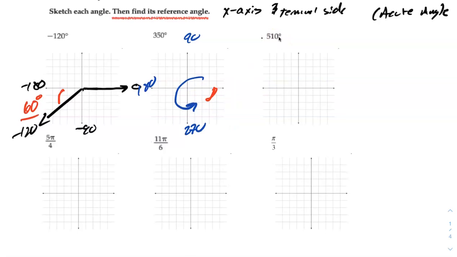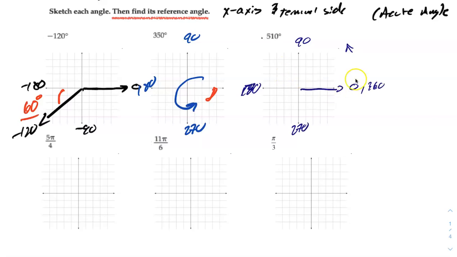Now let's do 510. So again, we're gonna start at 0. There's a couple ways to do this problem. Let's see. We gotta go all the way up to 510. So this would be 90, positive going this way. This would be 180. I can do math. This would be 270. 360.